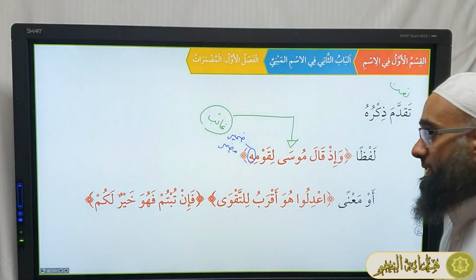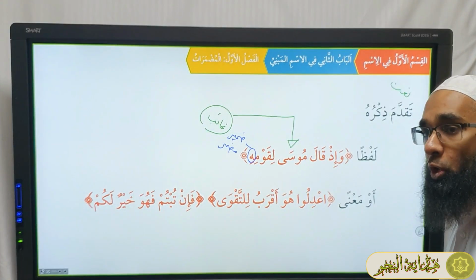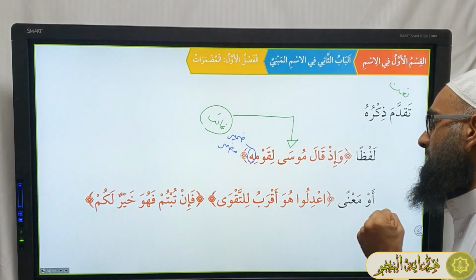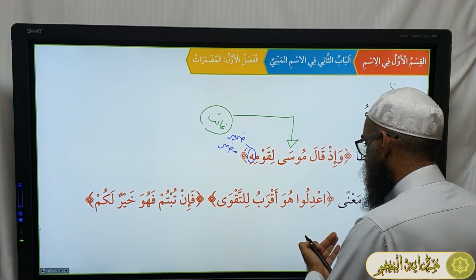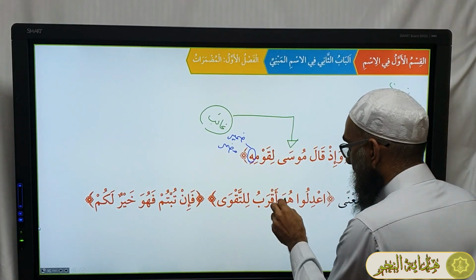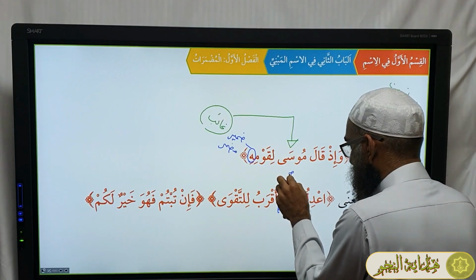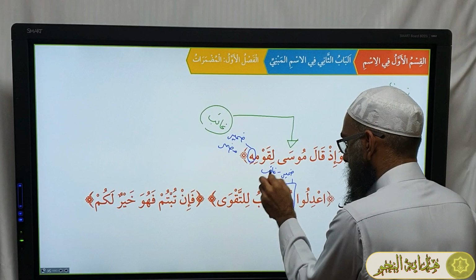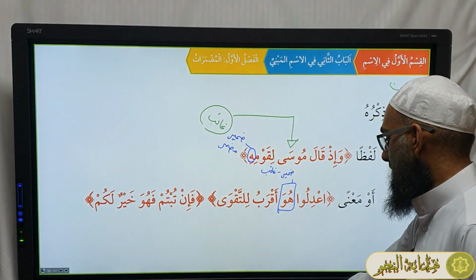The second aspect is تقدم ذكره معنى. The word itself has not been mentioned, but the meaning, the concept has been mentioned. For example, I have two Quranic verses here. There's many, but there's two examples I gave you. اِعْدِلُوا هُوَ أَقْرَبُ لِلتَّقْوَى. So we have a ضمير, or a مضمر, and it is غائب. Who is this غائب ضمير referring to?